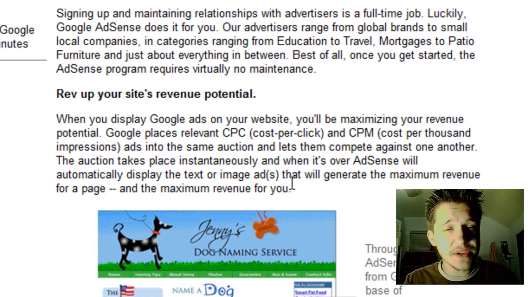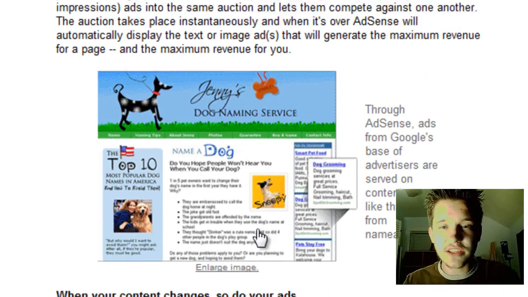Google places relevant CPC, cost per click, and CPM, cost per 1,000 impressions, just like we just discussed, ads into the same auction and lets them compete against one another. The auction takes place instantly, and when it's over, AdSense will automatically display the text or image ads that will generate the maximum revenue for a page. So basically, they scan over your content, they look at all the competing ads, and they pick the ad that they think is the most relevant and will make the most revenue before they actually put it on your website. So let's actually look at their example here.